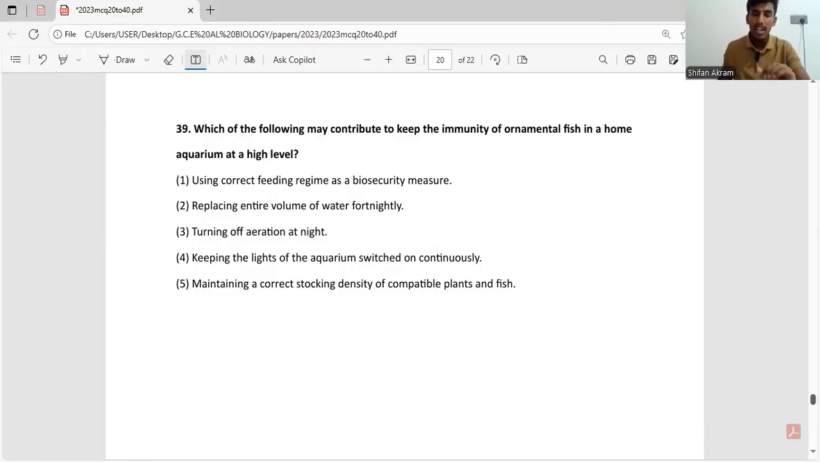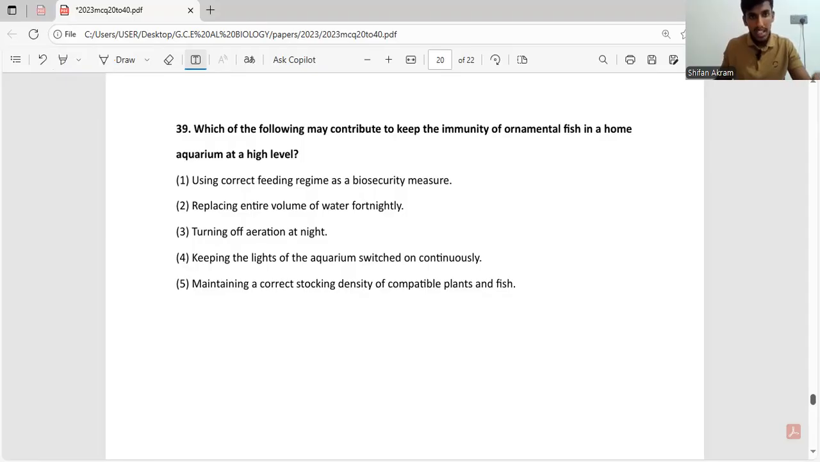Second one, replacing entire volume of water fortnightly. Anybody who is using an aquarium, who has a tank at home, they know they don't replace the entire volume of water. They replace only 25% of the aquarium water. Again, that statement is wrong. Even though it will keep the immunity high, if we maintain the water, we can keep the fish healthy. If the fish is healthy, the immunity is high, but we don't replace the entire volume of water, right? That statement is wrong.